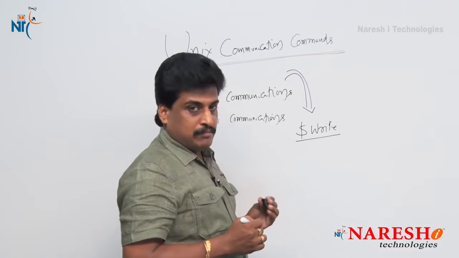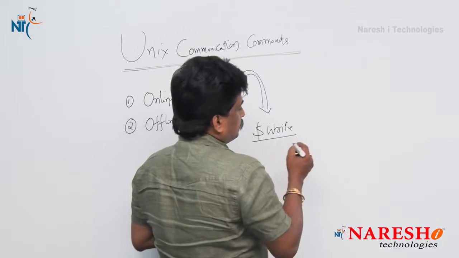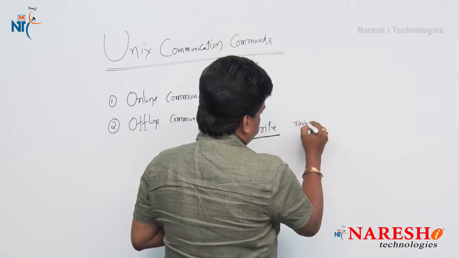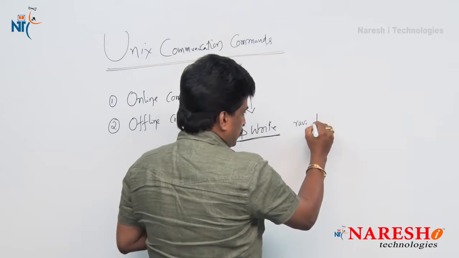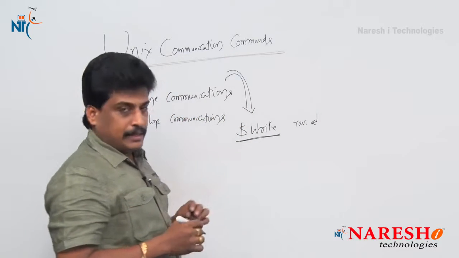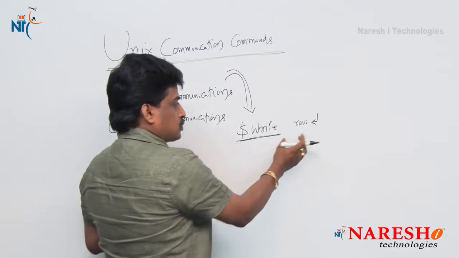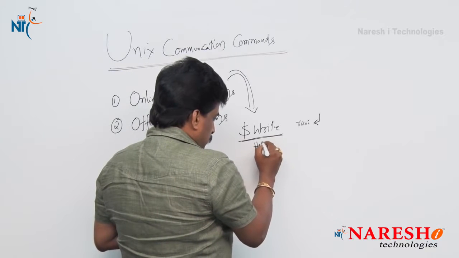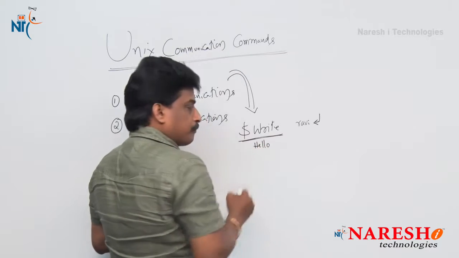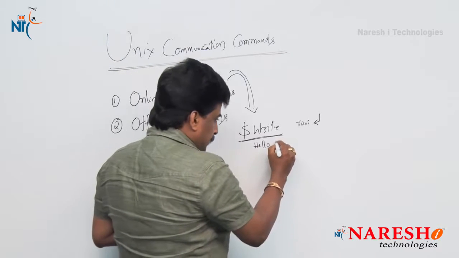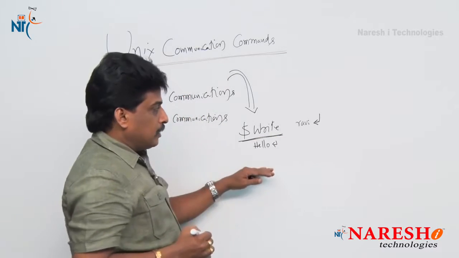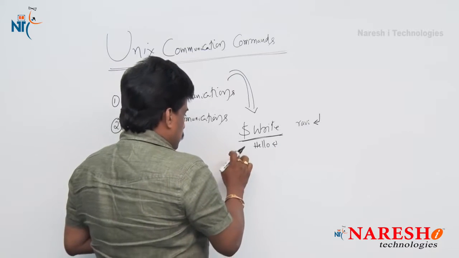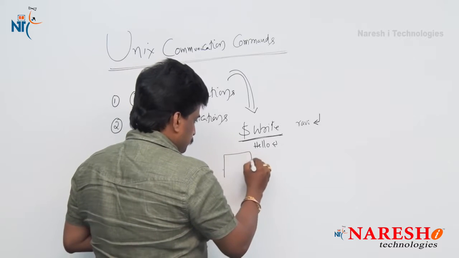We'll see one example on write. Write, I am going to send a message to Ravi, and hit the return key. Once you hit the return key, the command execution starts and it is ready at the prompt, and I type immediately hello. Once you hit the return key, it is delivered to the Ravi user. In this system, Ravi user is available.